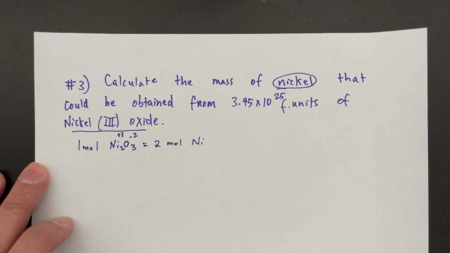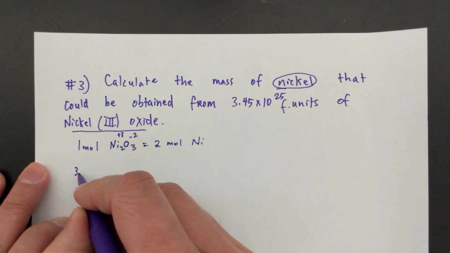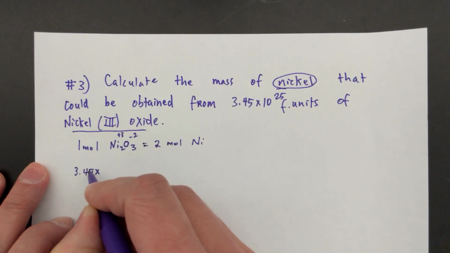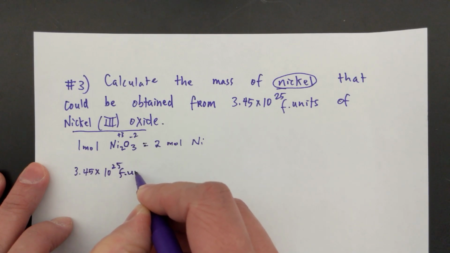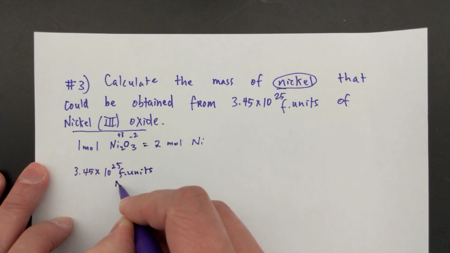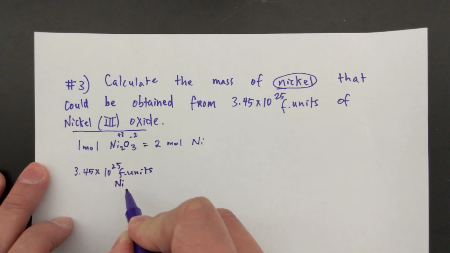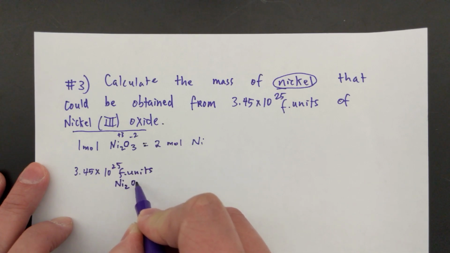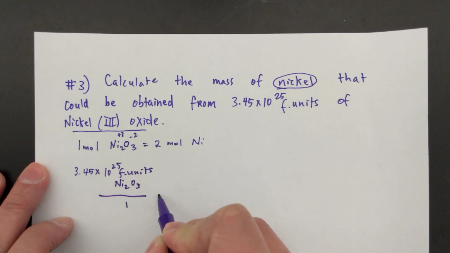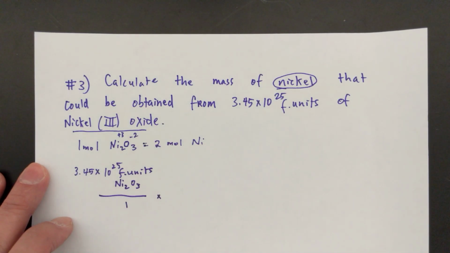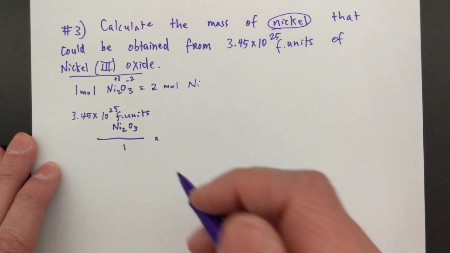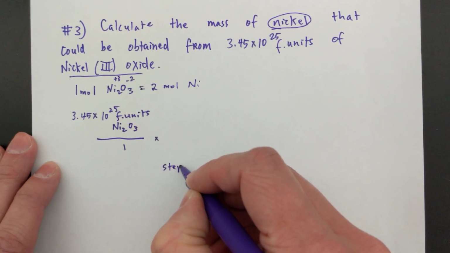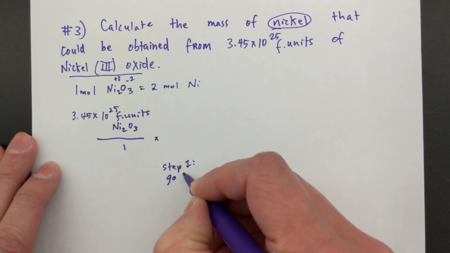Next, we're going to take our given, place our given over 1, 3.45 times 10 to the 25th formula units. And we want to be specific in our label, so we're also going to add in the nickel 3 oxide. And our first step that we're always going to do with these is make sure that we cancel out our given to go to moles. So step 1 is go to moles.